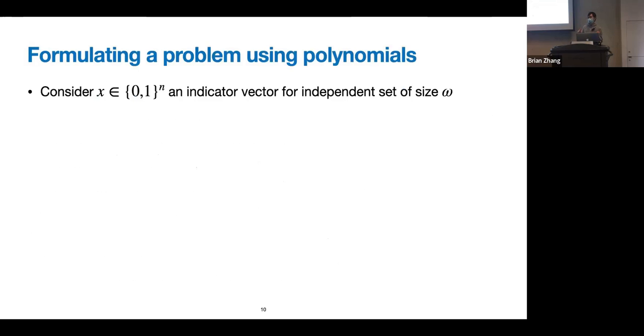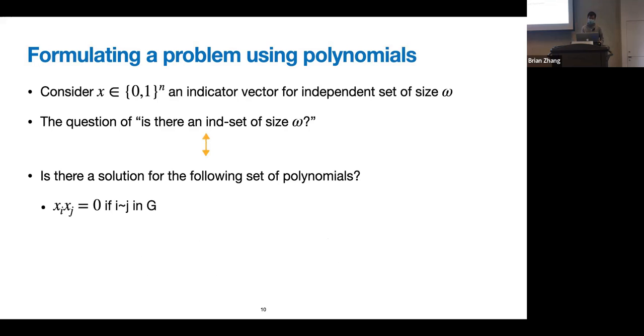So we want to formulate a combinatorial optimization problem using polynomials, in which we can consider x as an indicator vector for an independent set of size omega. Think of omega as n over root d for the talk. The question of whether there is an independent set of size omega, we can ask as the following. Is there a solution for the following set of polynomials in which x_i x_j is 0 if ij is connected in the graph because you have the independent set, and sum of x_i equals omega, the size is large, and x_i is a 0,1 variable, so it's Boolean, x_i squared equals x_i.